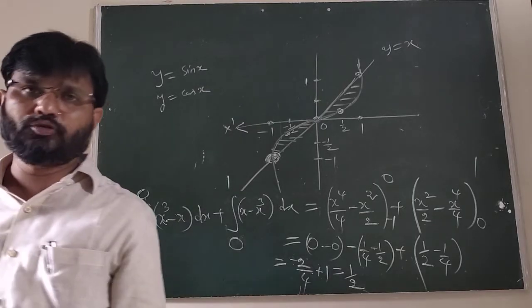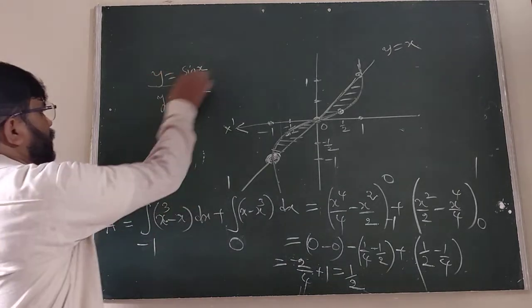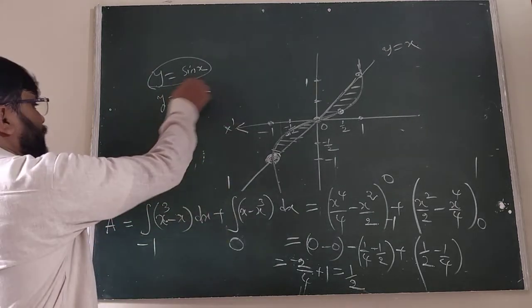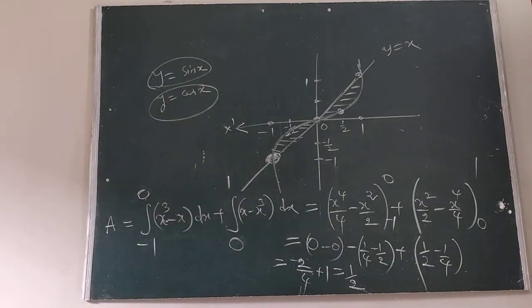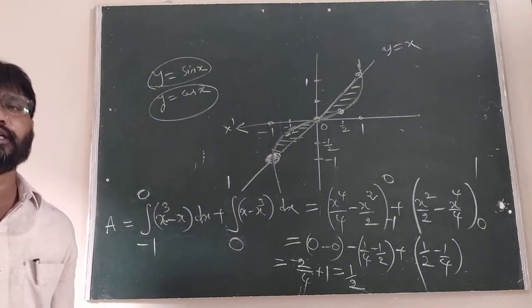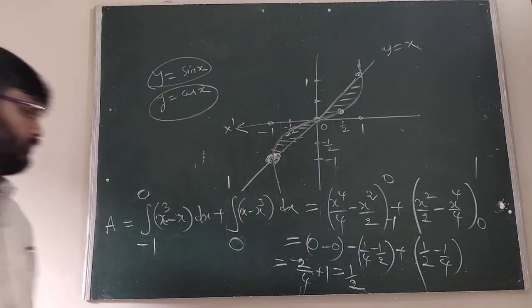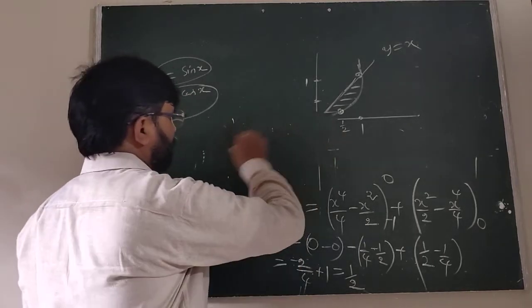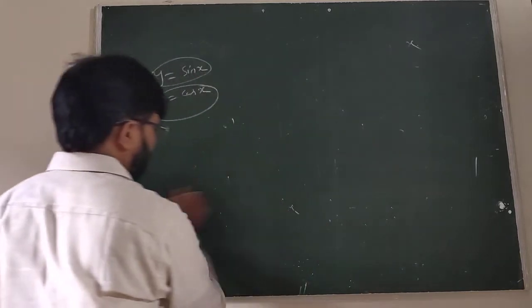Dear students, find the area between the two curves y equal to sin x and y equal to cos x, the area enclosed between any two consecutive points of intersection.